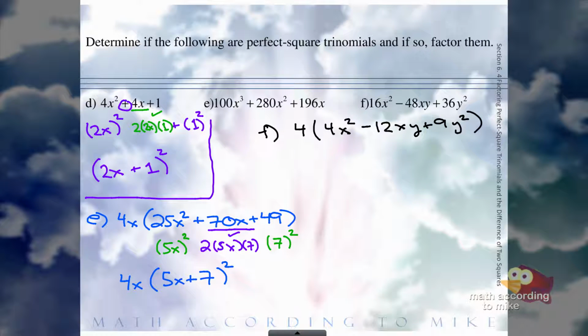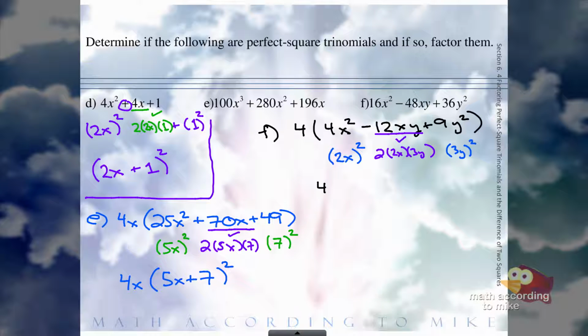Ugh. Keeping that 4 that we pulled out, let's just focus on the stuff in parentheses. What squared is 4x squared? 2x. What squared is 9y squared? We got 2 variables. Hopefully you said 3y. So now check the inside. Is the inside 2 times the first times the last? Is 2 times 2x times 3y equal to 12xy? Yes, it is. So we have ourselves a perfect square trinomial.